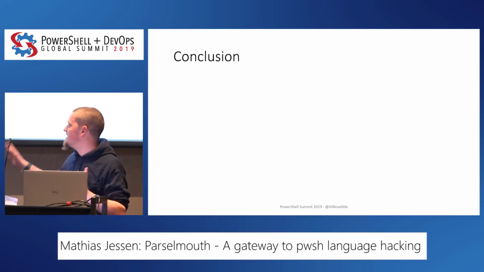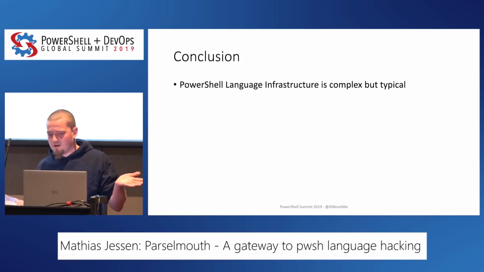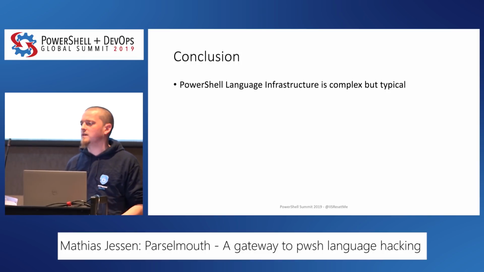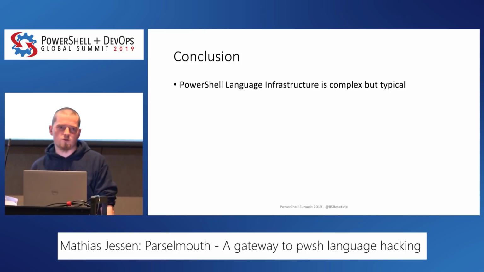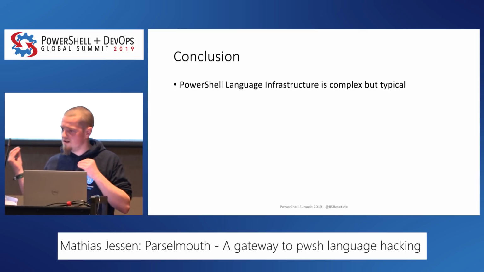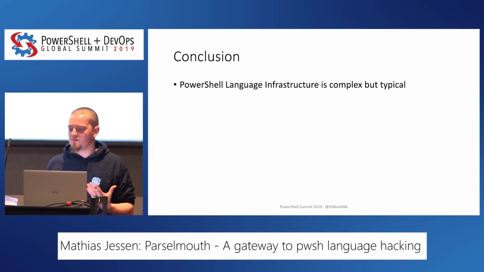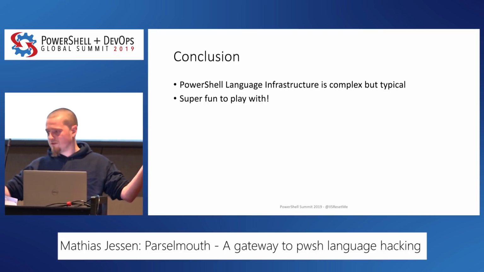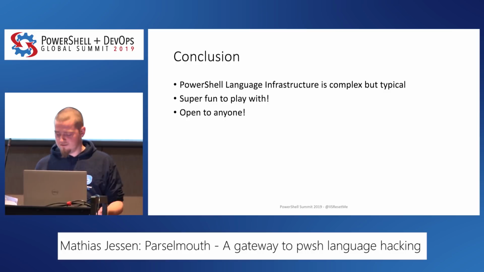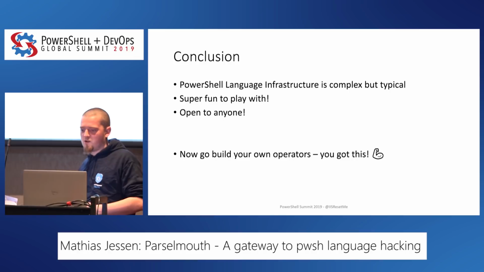I don't have any philosophical conclusions or takeaways from this other than PowerShell language infrastructure is complex, but it's actually kind of typical. If you go to a modern programming language compiler's course at your local university, you're going to see language infrastructure being doled out in the same way as what we're doing here. There's obviously some changes because this is a highly dynamic language. So yeah, there is some complexity, but it's not atypical for this type of language. Super fun to play with. Open to anyone. I have no idea what I'm doing. And so yeah, go build your own operators. You got this.